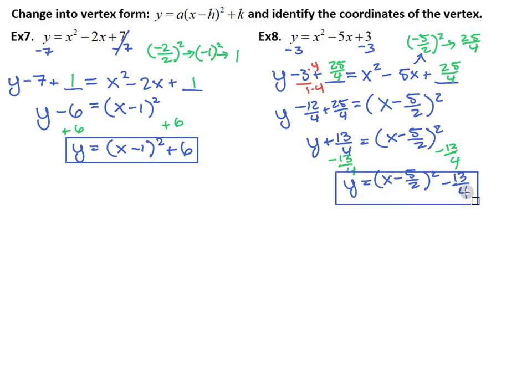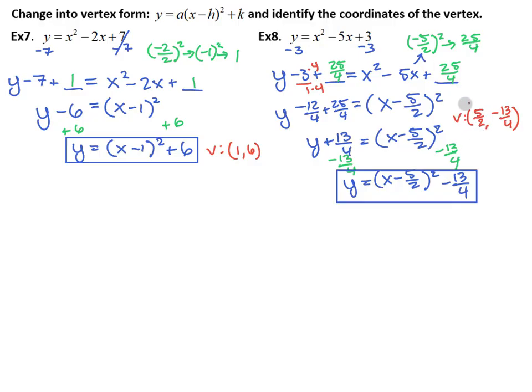We could identify our vertex from here. Where if we were identifying our two vertices from these previous two problems, this one would be located at, hopefully, positive 1, positive 6. And our vertex here would have been located at positive 5 halves, or 2.5, and negative 13 fourths, which would be negative 3 and 1/4. So as a decimal, 2.5 and negative 3.25, something like that. All right, we got a couple more examples.